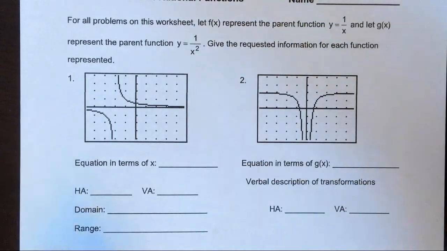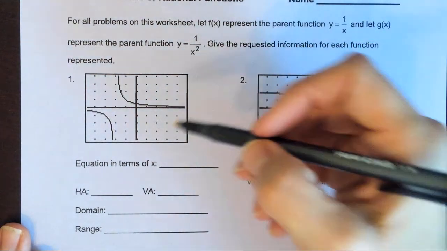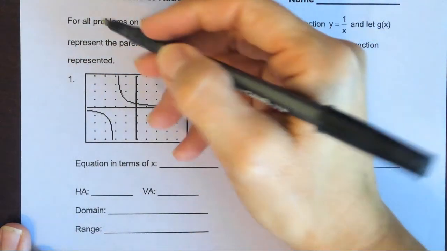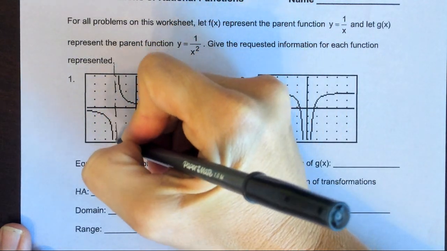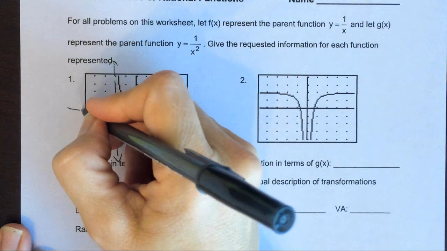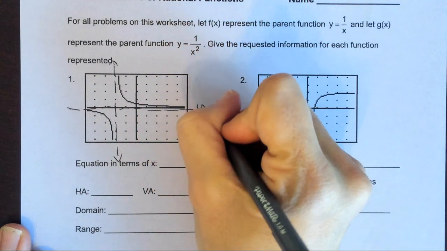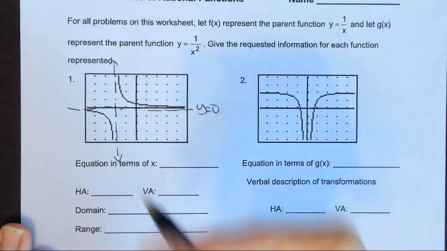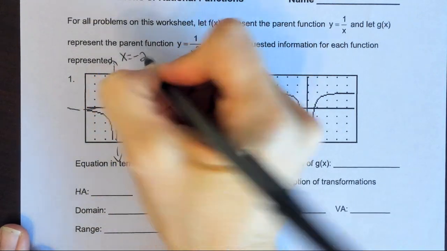So number 1, we have this picture right here. This picture reminds me of 1 over x, but it looks like it's been shifted. Normally on 1 over x I have an asymptote at 0. Now it looks like I have one over here, so I'm going to draw that in. And it doesn't look like I went up or down at all, so that one stays right here at y equals 0. And this one up here is at x equals negative 2.